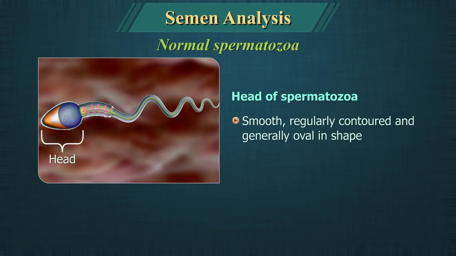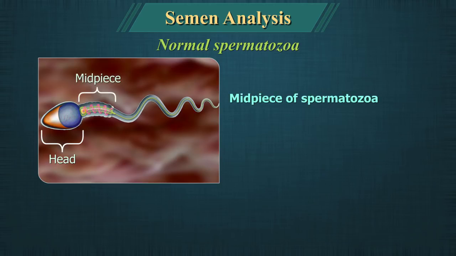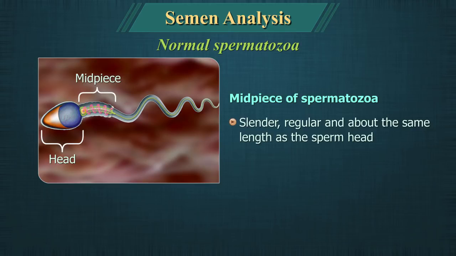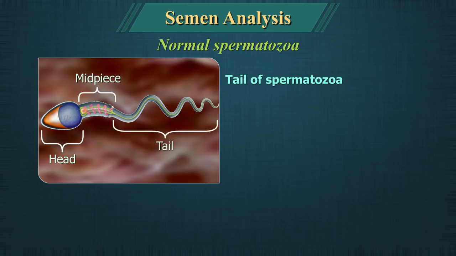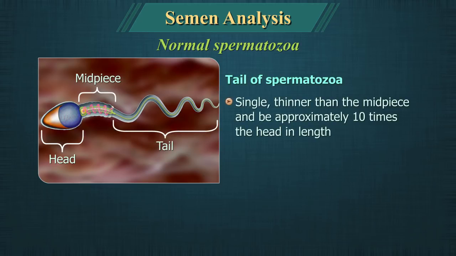The head is smooth, regularly contoured and generally oval in shape. The mid-piece should be slender, regular and about the same length as the sperm head. The major axis of the midpiece should be aligned with the major axis of the sperm head. The tail should be single, thinner than the midpiece, and approximately 10 times the head in length. The stain slide should be retained for 1 week.